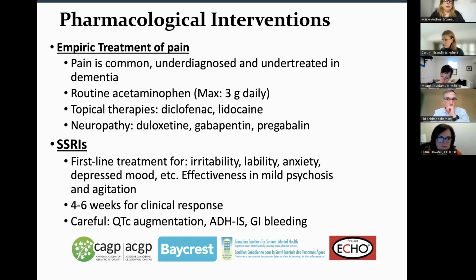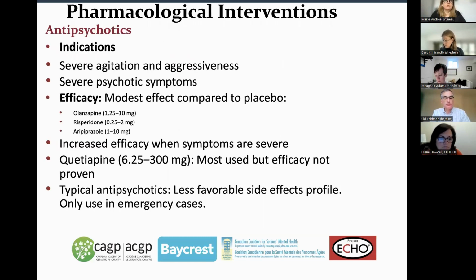They take 4 to 6 weeks for a full clinical response, and sometimes even more than that. But one needs to be careful about QTc prolongation with citalopram and escitalopram, about inappropriate antidiuretic hormone secretion, and about GI bleeding in patients who have a predisposition for that.